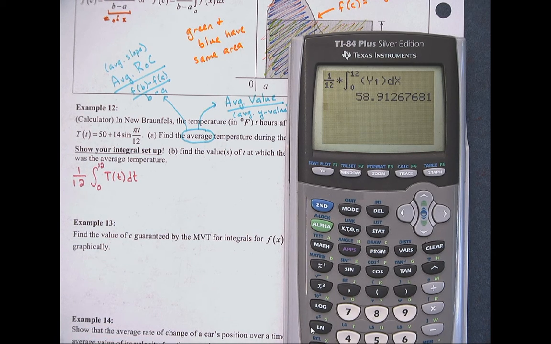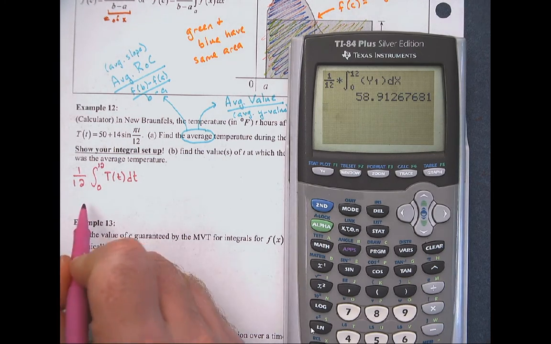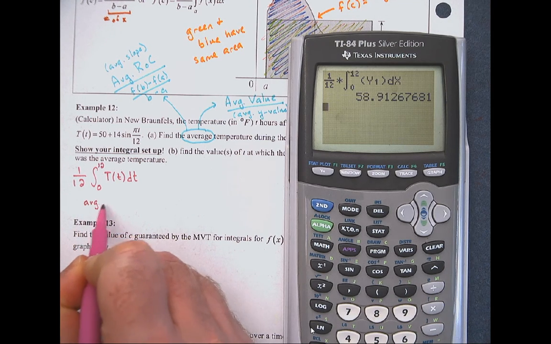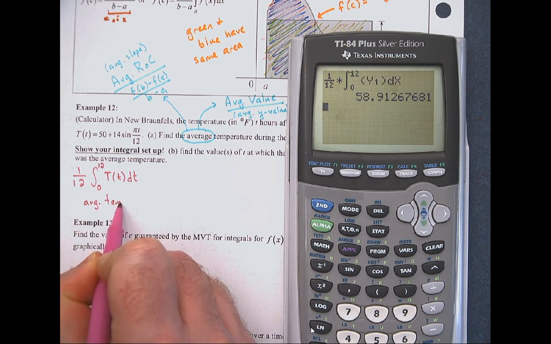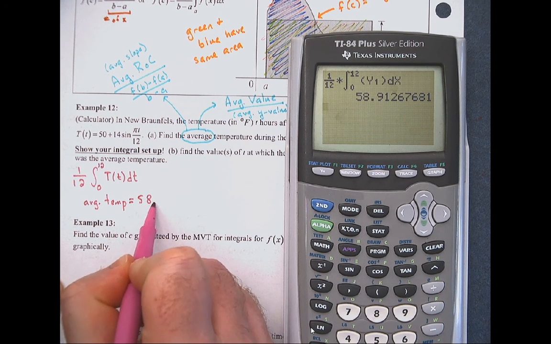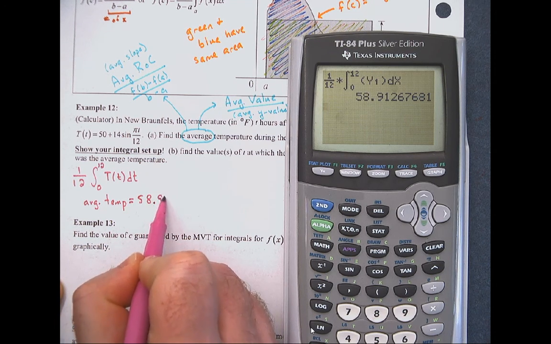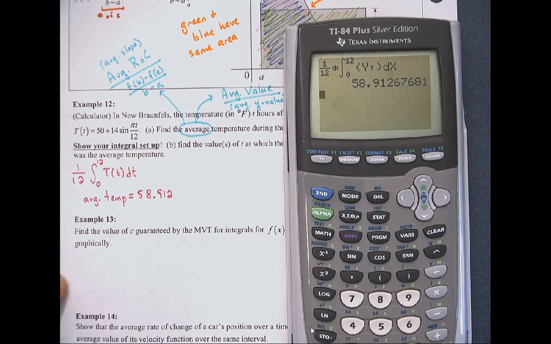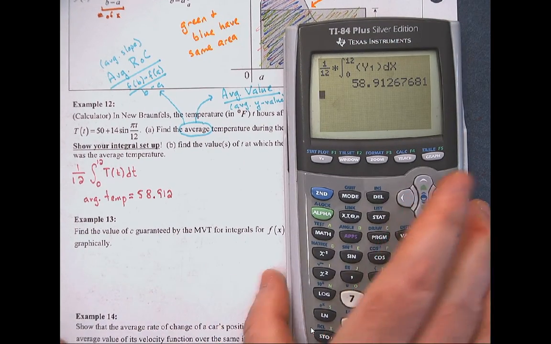Hit pause and think about what that thing represents. Okay, that represents the average temperature. So my average temp is equal to 58.912. So that's the answer to part A.